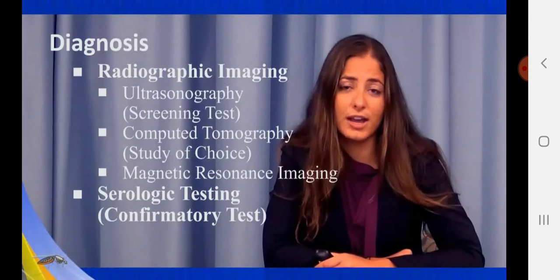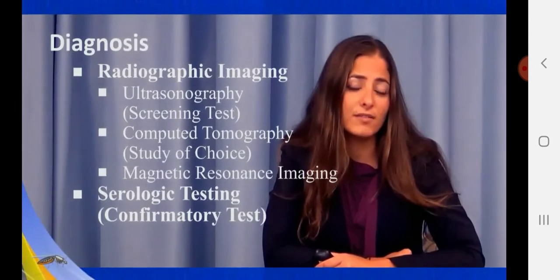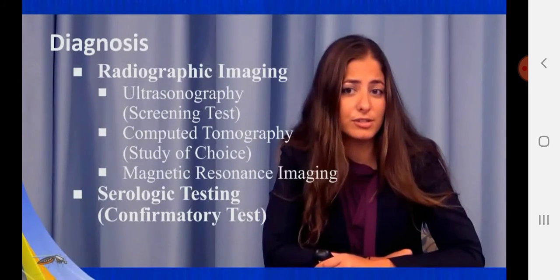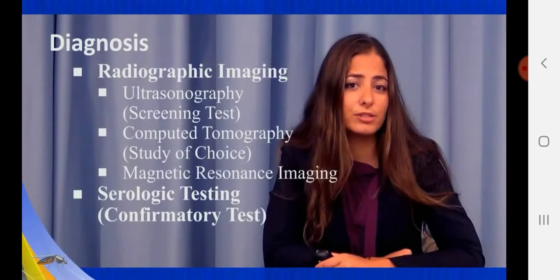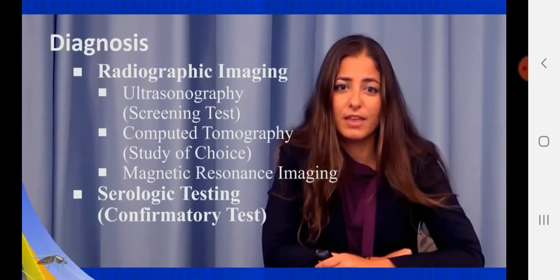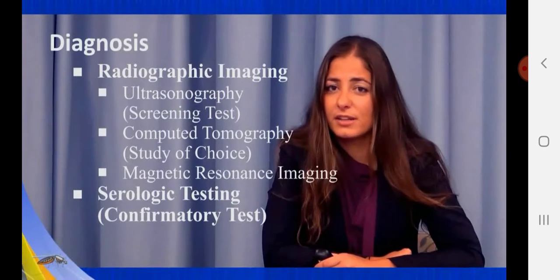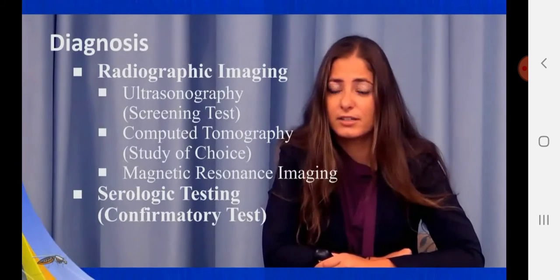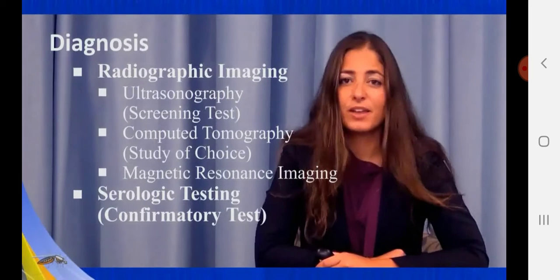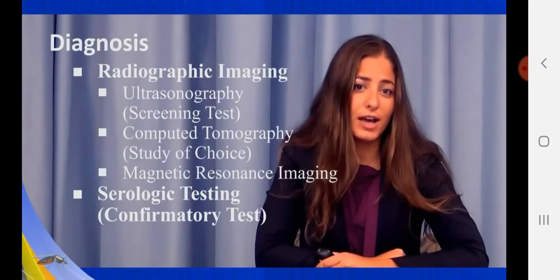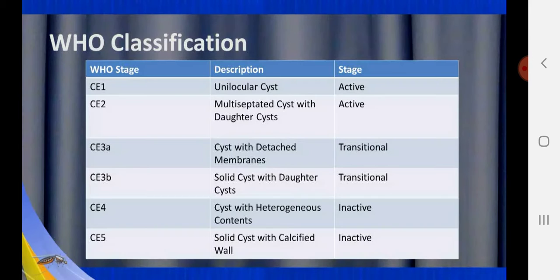CT is the study of choice for hydatid disease. Not only does it have higher sensitivity ranging from 95 to 100% compared to ultrasound, but it is also better able to determine the size, number, and location of the cysts. If the etiology of cysts seen on radiographic imaging is uncertain, serologic testing for Echinococcus can confirm the diagnosis. ELISA can detect the presence of antibodies against Echinococcus with both high sensitivity of 94% and specificity of 99%.